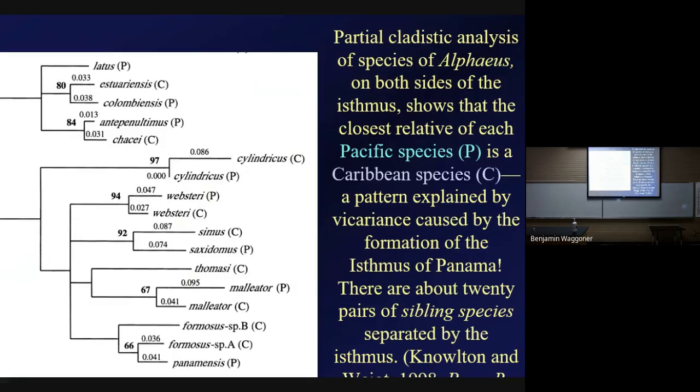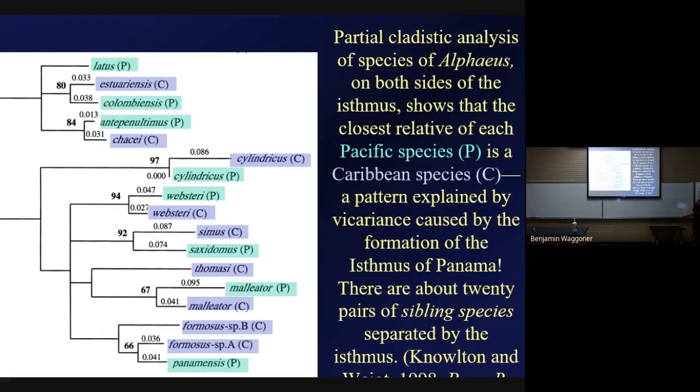Now, okay, this is more than 20 years ago, 1998. They did a study of DNA from species of Alpheus, the snapping shrimp, and they took them from both sides of the Isthmus of Panama. And we'll put the colors in. I've put in green each one of the Pacific species, and in blue, each one of those is a Caribbean species.